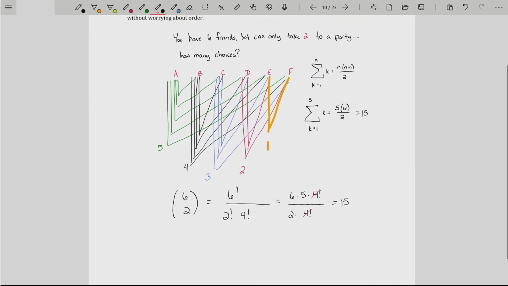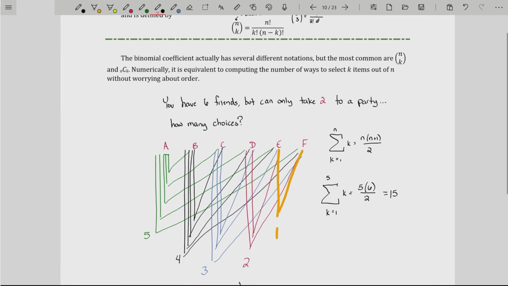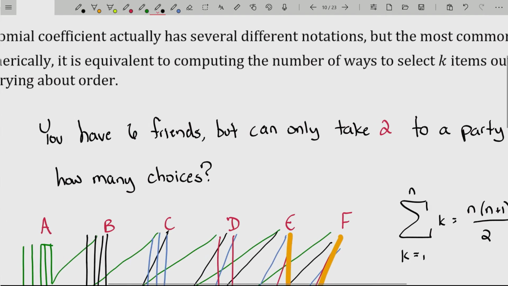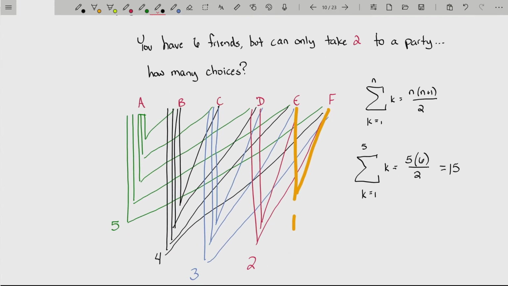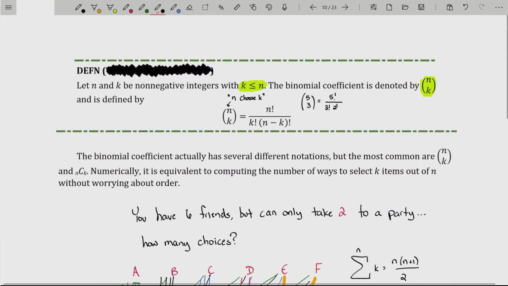And now you can see why that notation's awesome, because it really does speed up these conversations. It gets very, very difficult if you have, let's say, 20 friends and you want to take 7. There's a lot of combinations. It was bad enough when we had 6 friends, we want to take 2. Look at all those spider webs right there. So it can be very daunting if you do this by hand without the choose notation. That choose notation is very, very powerful.